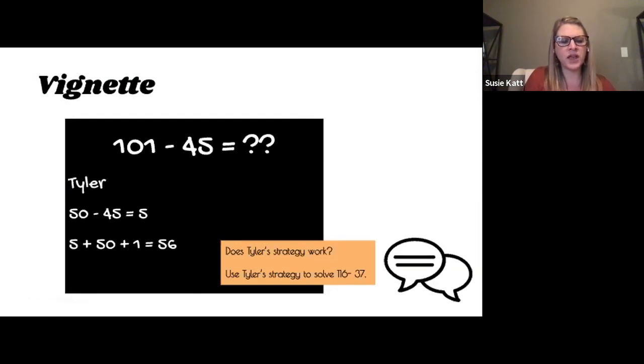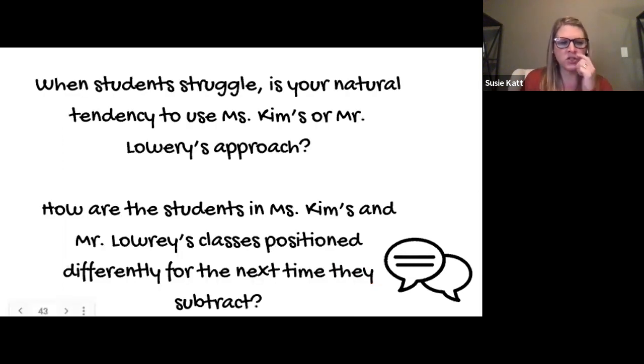So hopefully everybody can go to that Google Doc and read this vignette about Miss Kim and Mr. Lowry. This is a 2nd grade classroom where students are trying to unpack Tyler's strategy that you see on the screen, and also see if that strategy would be applicable to solving a new problem, 116 minus 37. This vignette will give us a better picture of how we might support struggle. Then after you read, I want you to think about these 2 questions and have that discussion, and that should be enough time for you.